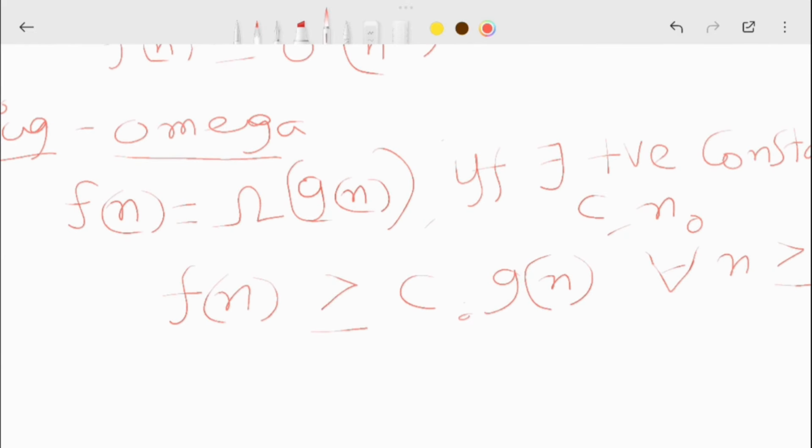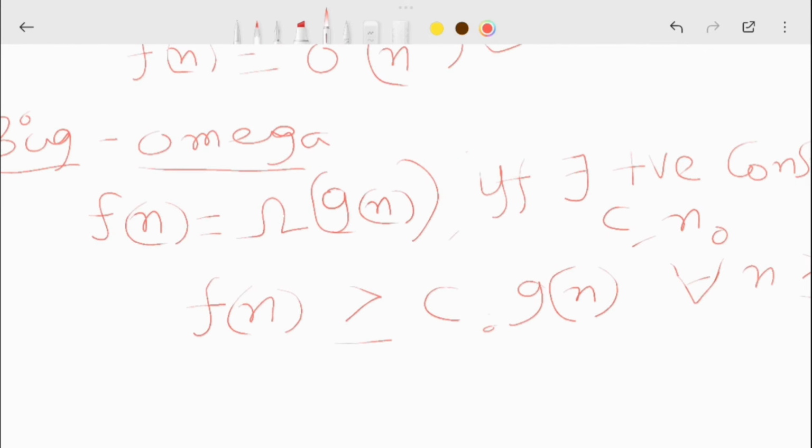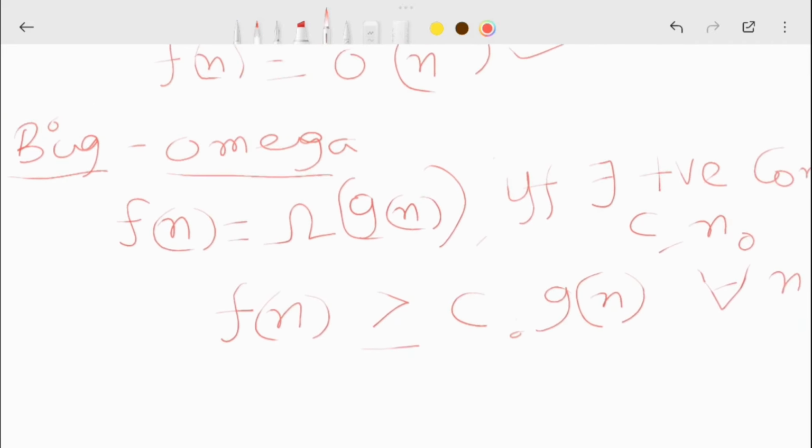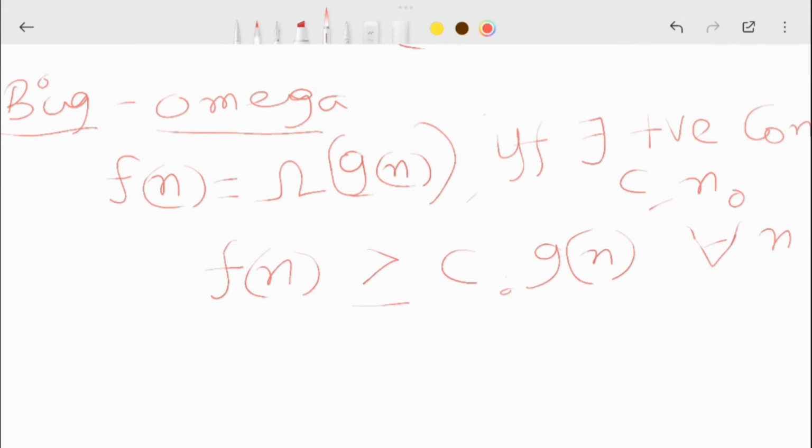The f of n should be greater than or equal to c into g of n for all values of n which is greater than or equal to n0. So this is the definition of big omega notation. So we will see the same example. So f of n equal to 2n plus 3.